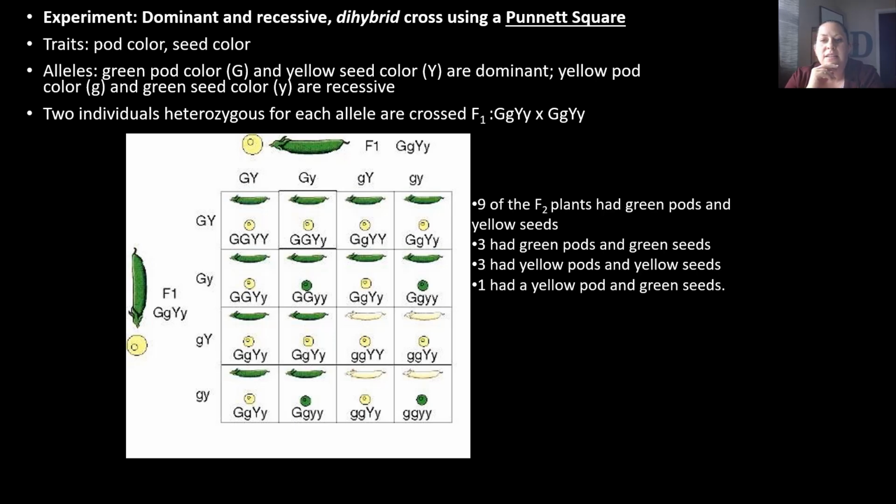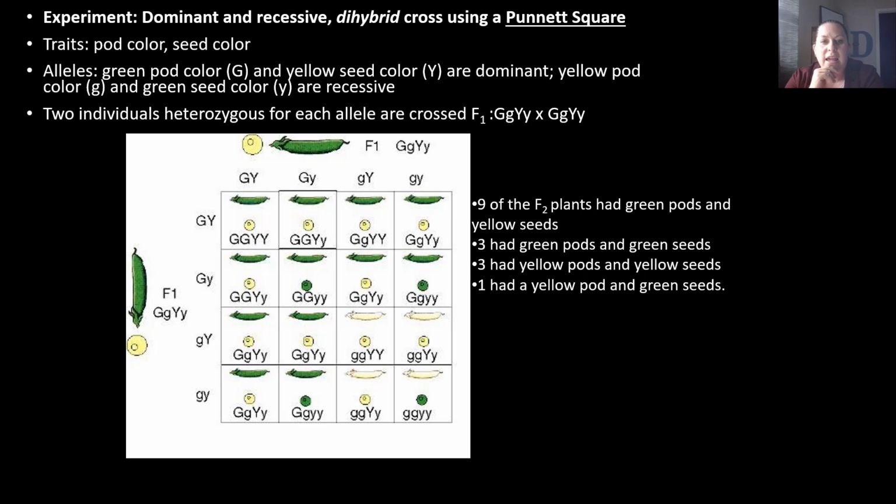If you counted up the boxes that had green pods and yellow seeds, there are 9 boxes with green pods, yellow seeds. There are 3 boxes who have green pods and green seeds. And you have 3 boxes that have yellow pods and yellow seeds. And then your last little box down there in the corner has yellow pod and green seeds.